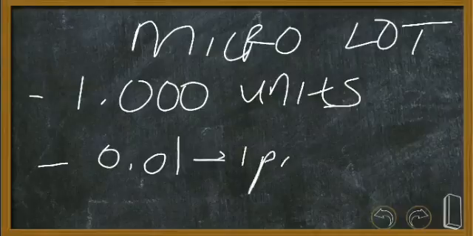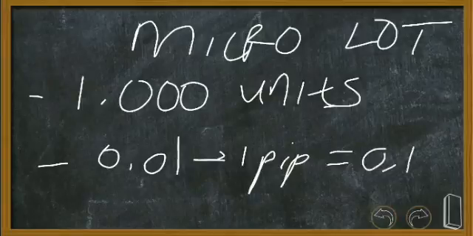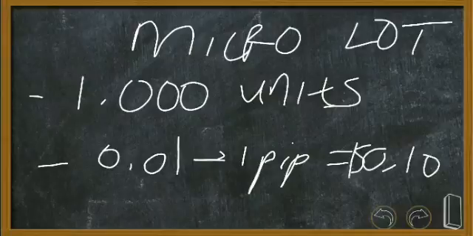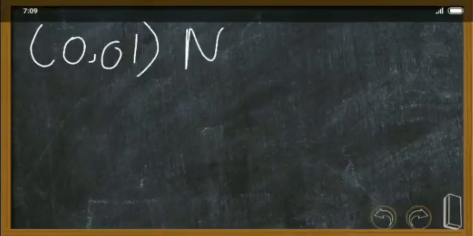1 pip movement will be equivalent to 0.1 cent. It will be equivalent to a cent, or no, 10 cents. It's 0.1, it's 10 cents. That's 10 cents per pip. It's 10 cents per pip. So let's get into further examples. We see the volume is 0.01 for a micro lot.